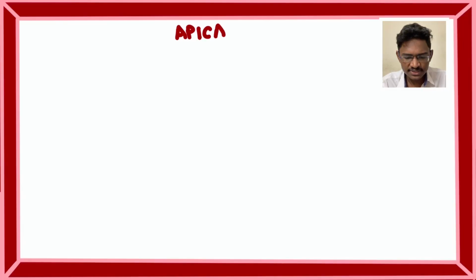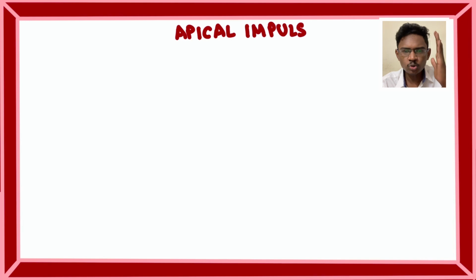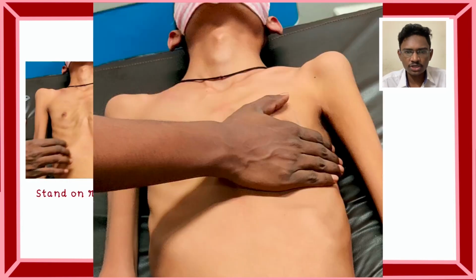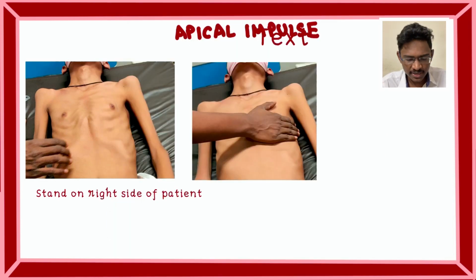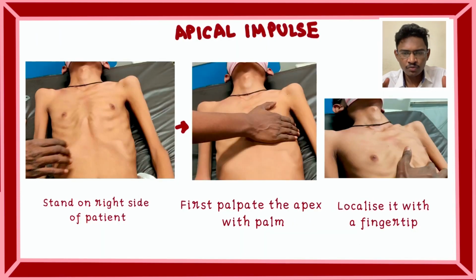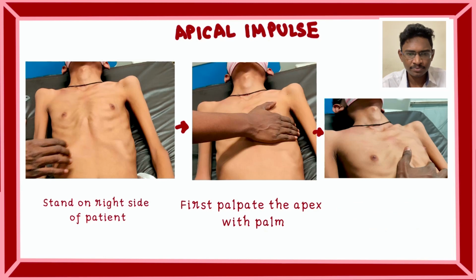Yeah. Next is, let's see how to look for an apical impulse. So for this, what are the steps you should follow? You can see in that video. First, you should stand on the right side of the patient. Next, first palpate the apex with the palm of your right hand. Then you will appreciate the heartbeat. You will appreciate the apex beat.